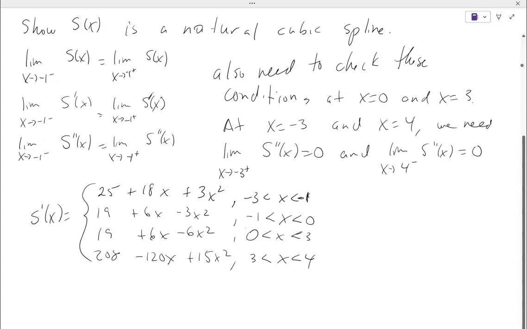Like I said, it's tedious here for the check, but this part's not a difficult calculus problem, right? Do the same thing for the second derivative. We would get 18 plus 6x for the first one, 6 minus 6x for the second one, 6 minus 12x for the third one, negative 120 plus 30x for the last one. And then same endpoints all the way down.